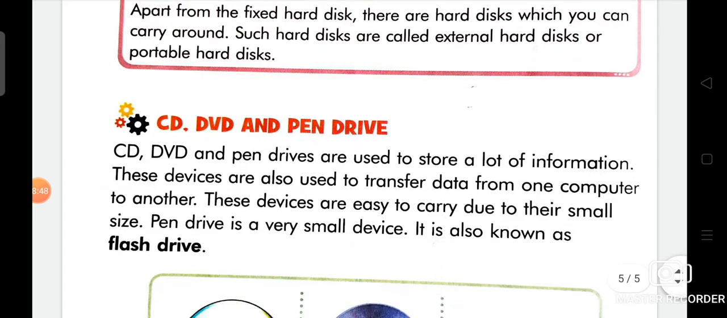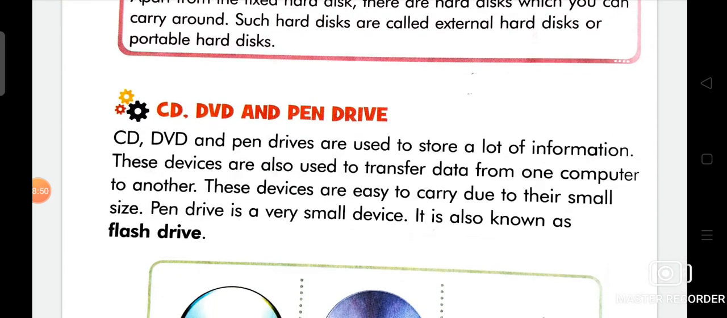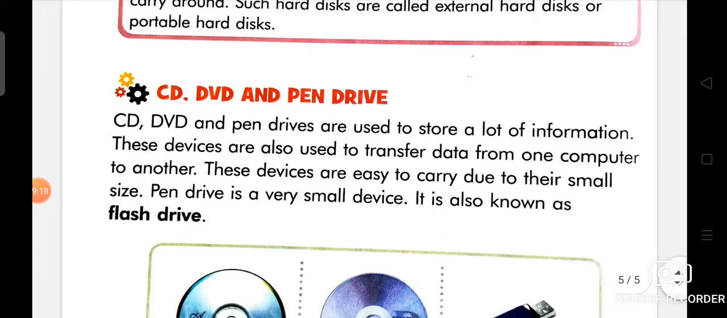So students, your next topic is CD, DVD and pen drive. CD, DVD and pen drive are used to store a lot of information. Students, do you know where you use a pen drive, CD and DVD? These devices are also used to transfer data from one computer to another. These devices are easy to carry due to their small size.